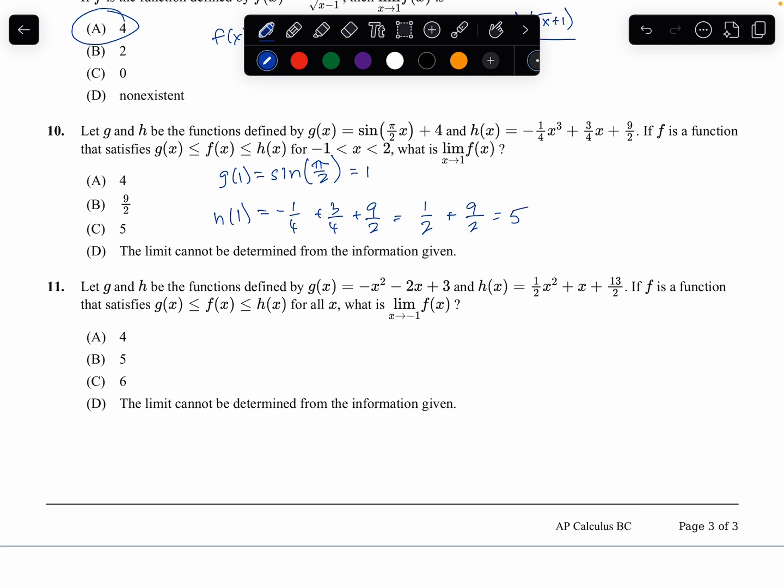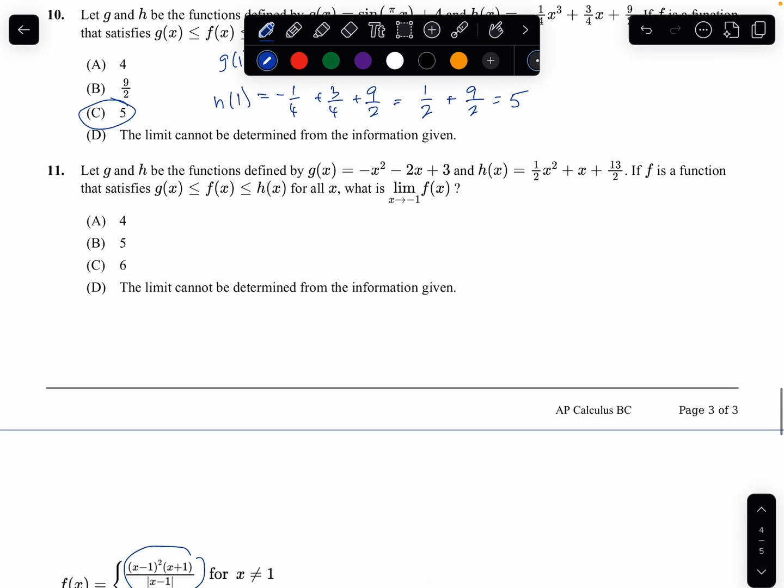Oh, wait a minute. I forgot this plus 4 right here. Hold on. I forgot that plus 4. So then that becomes 1 plus 4. That becomes equal to 5. There we go. So since they're both equal to 5, that would mean that the limit as x approaches 1 of f of x would also have to be equal to 5 because of this statement right here. So that would have to be 5 right there.